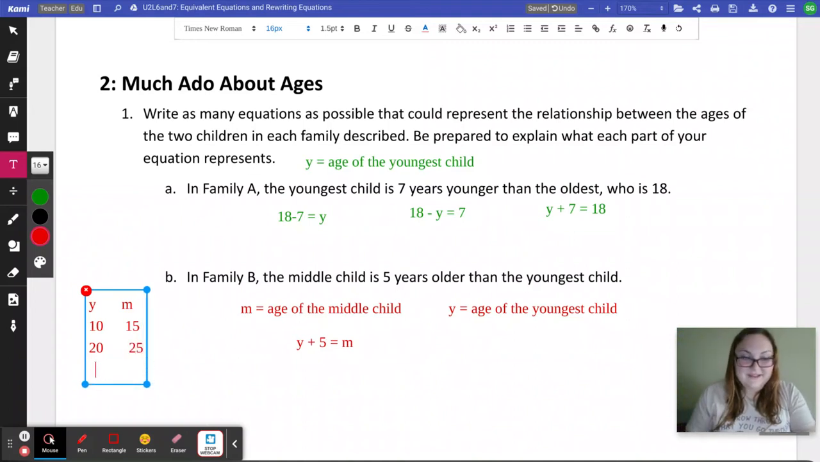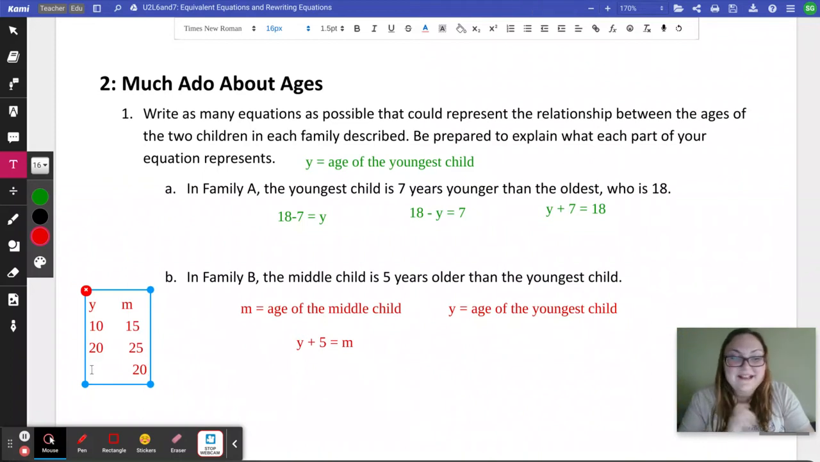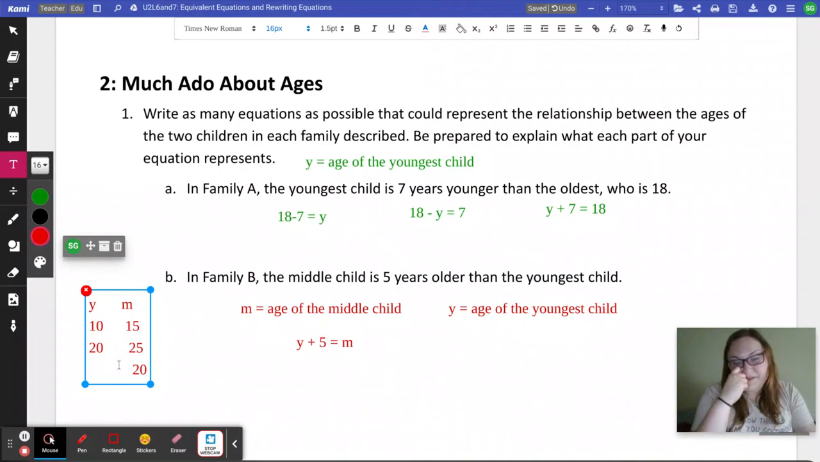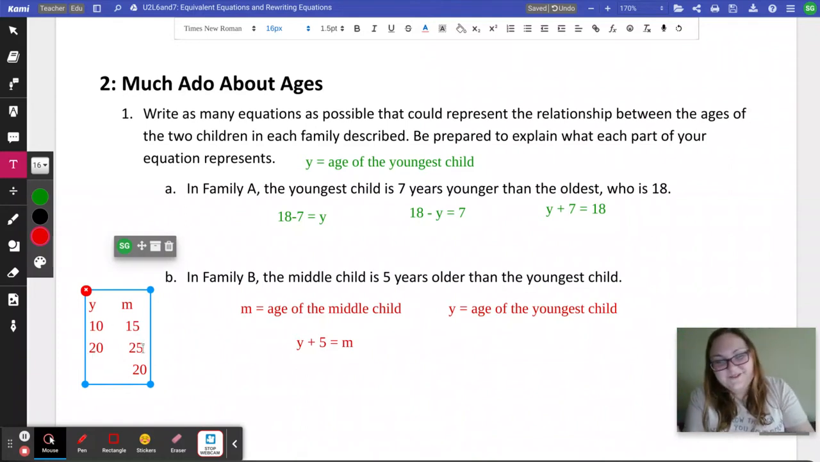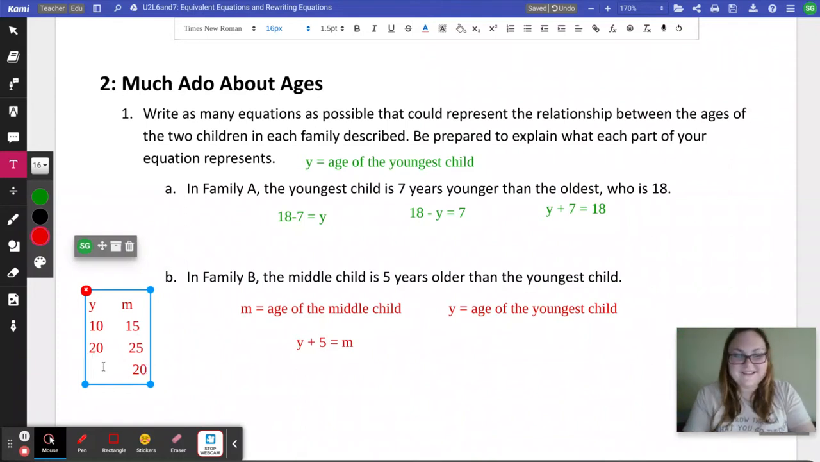You could also do it in a different order. You could make up a middle child age. I'm going to pick 20. If my middle child is 20, how old is my youngest child? Well, we're working backwards now. So if my middle child is 20, my youngest child should be younger. It should be a smaller number. Instead of adding 5 to get the middle child, I'm going to have to subtract 5 to get the youngest child, and we get 15.